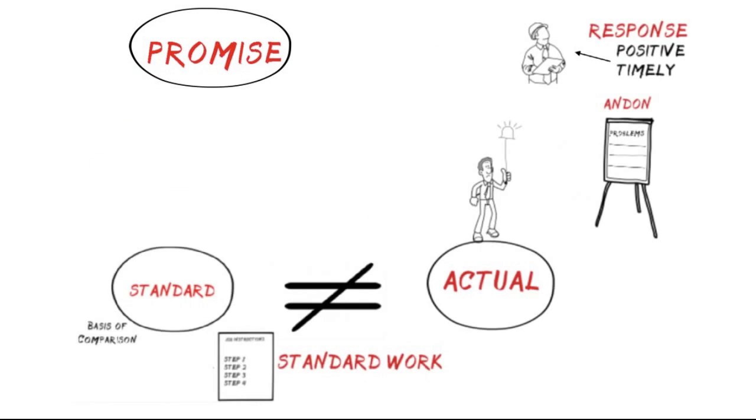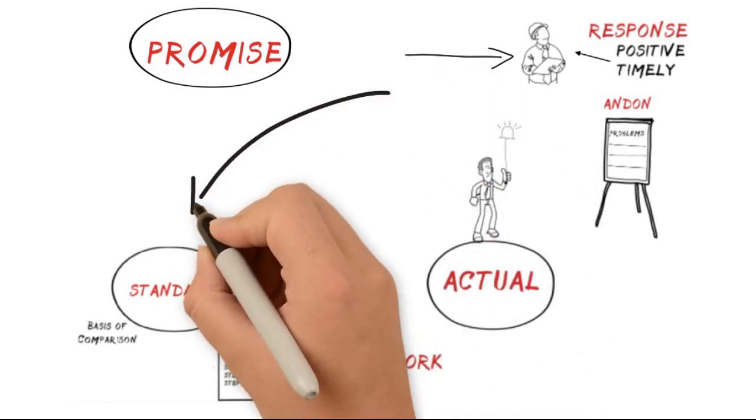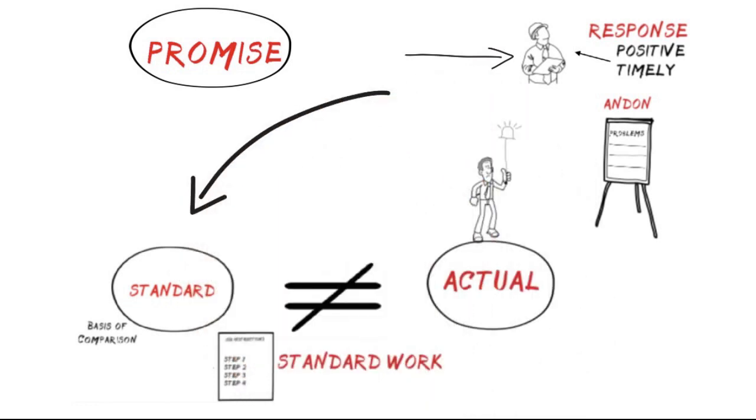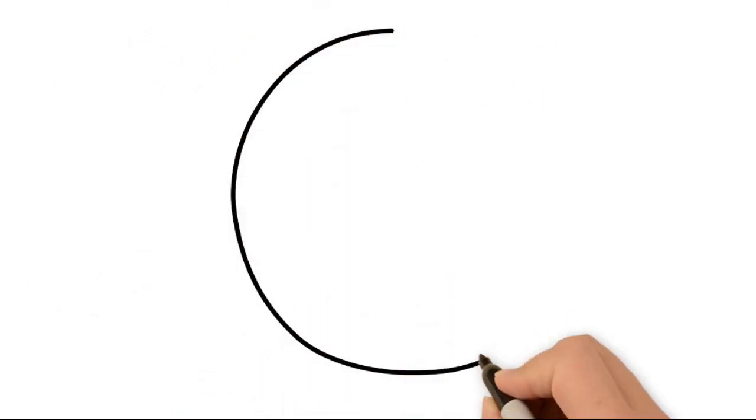Now, once we respond to the signal for help in a positive and timely fashion, we then need to work together to solve the problem and take us back to the standard. Notice I said work together. Too often, the normal approach is for the supervisor to go into firefighter mode, where they come in and save the day by telling people what to do.